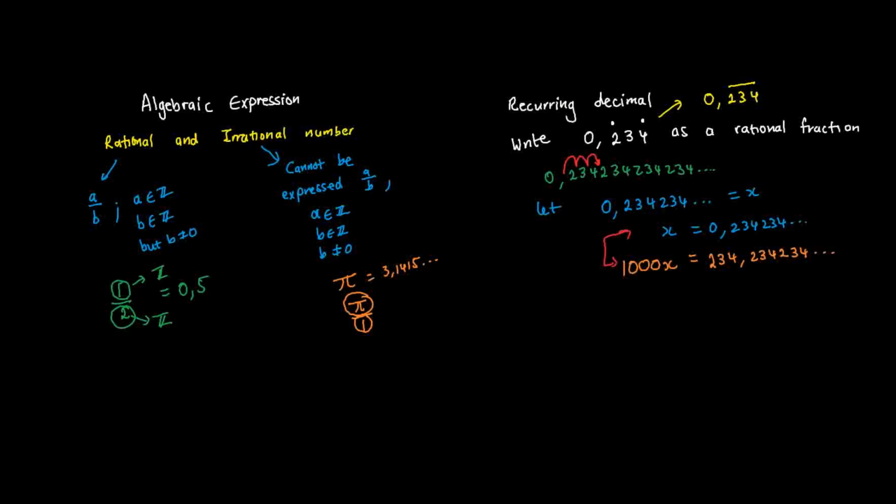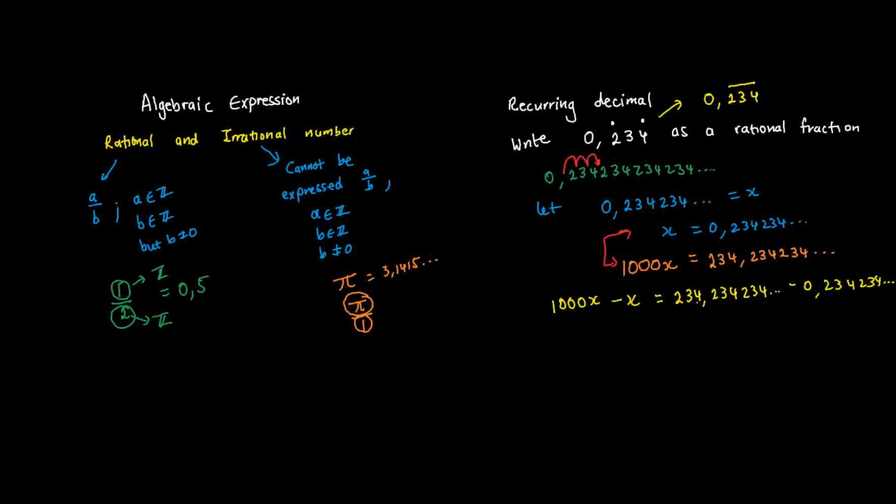So I'm going to subtract these two equations. Let's start with the bigger equation first. So I'm going to say 1,000x is equal to 234.234 reoccurring. So 1,000x minus x. Remember, what is the coefficient of this number? It's -1, right? It's equal to 234.234 reoccurring minus 0.234 reoccurring. So what I'm going to do is subtract the decimals, right?